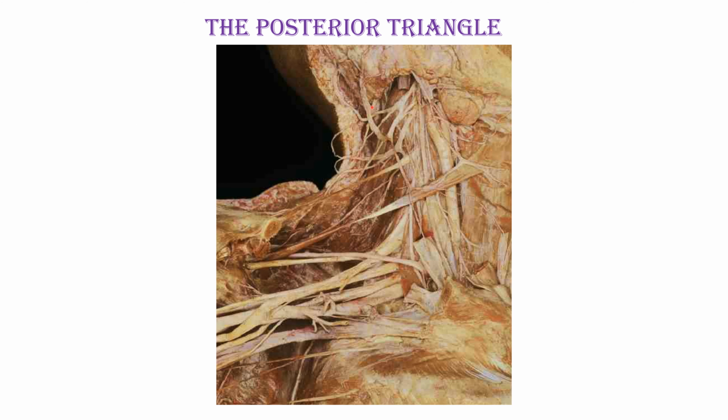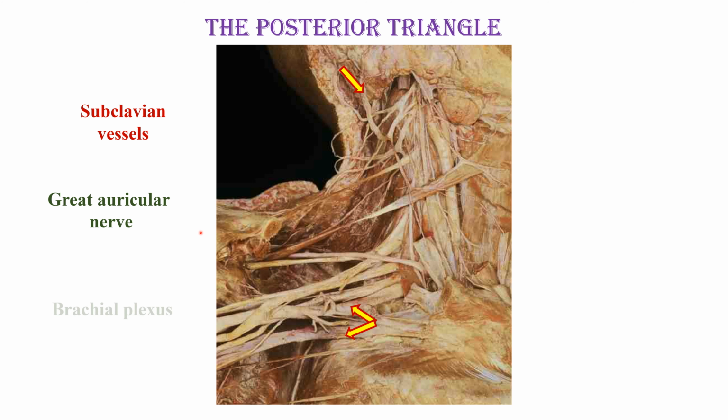Here we are adding some of the contents of the posterior triangle, which were not mentioned before, and these are the subclavian vessels, that is the artery and that is the vein, the great auricular nerve, which we have seen with the cutaneous branches of the cervical plexus. That is the brachial plexus, the trunks and the roots, which are the contents in the posterior triangle. They will go on to give the cords here, and then the branches of the brachial plexus in the axilla.